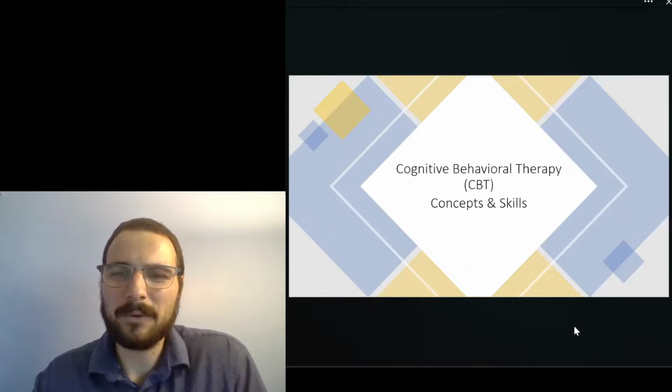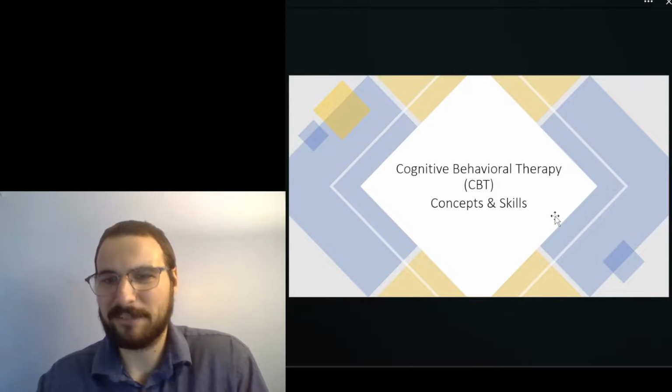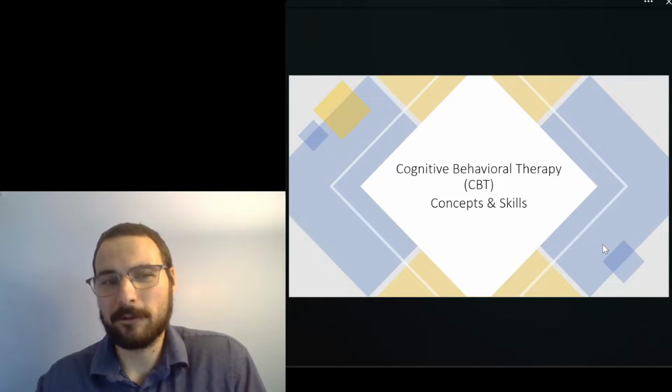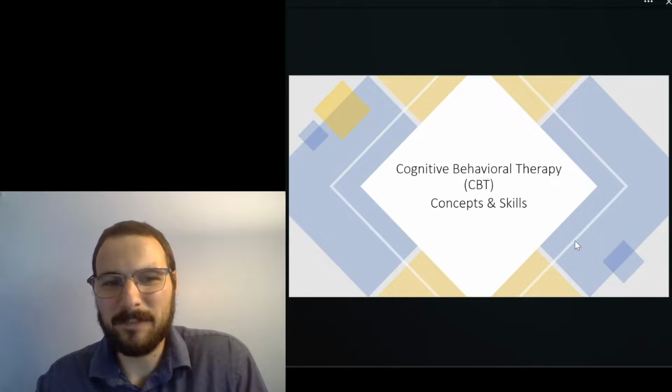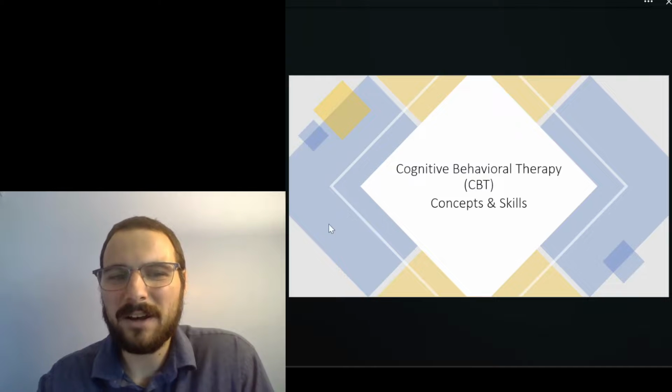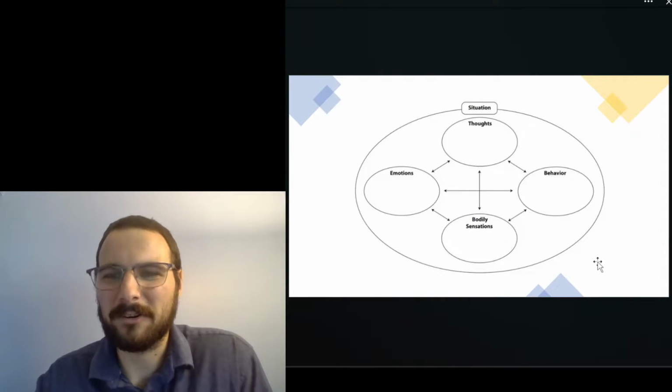Now today, we're continuing our series on cognitive behavioral therapy, or CBT. Last time we did an overview of CBT overall and the general thought, emotion, bodily sensations, and behavior model that CBT operates with. And today we're going to specifically focus on thoughts in that model. I'll bring up a picture of that model here for you.